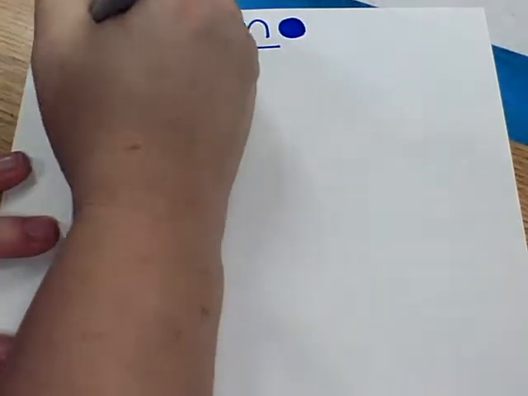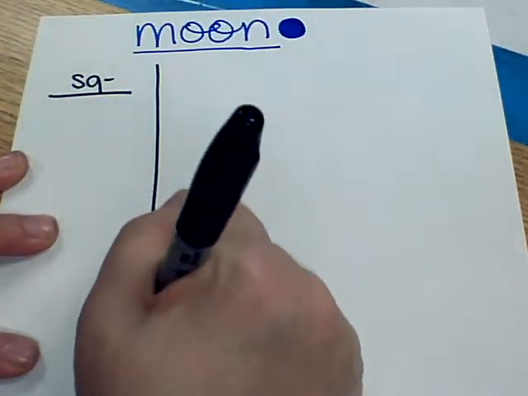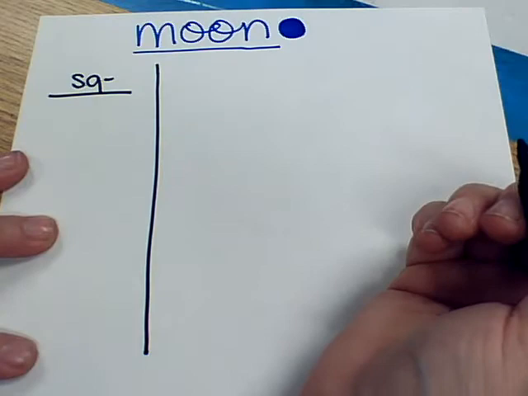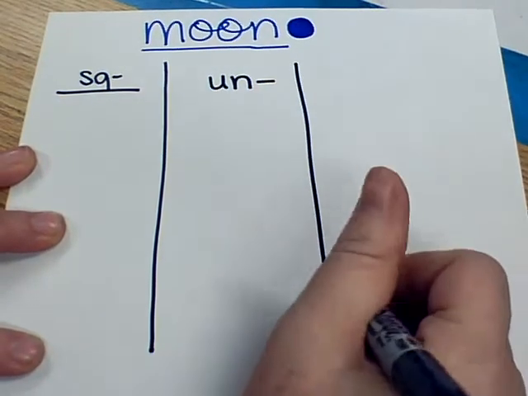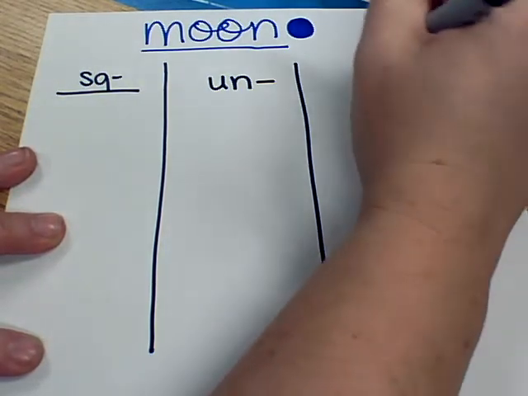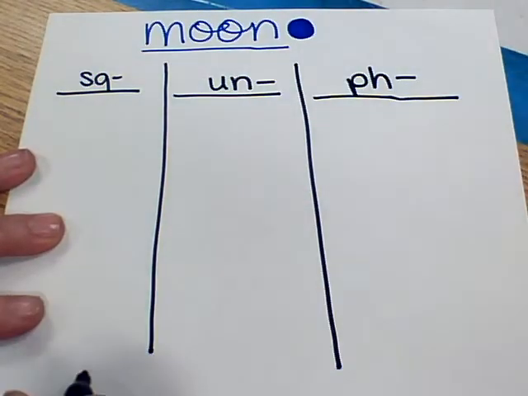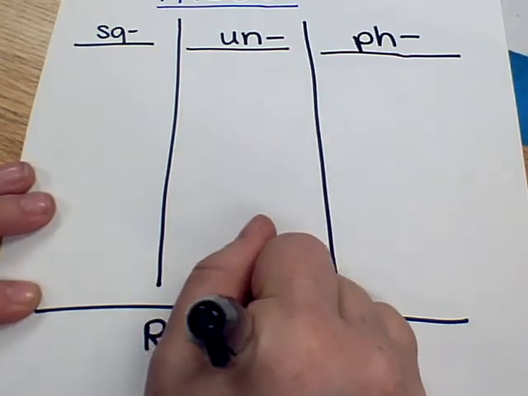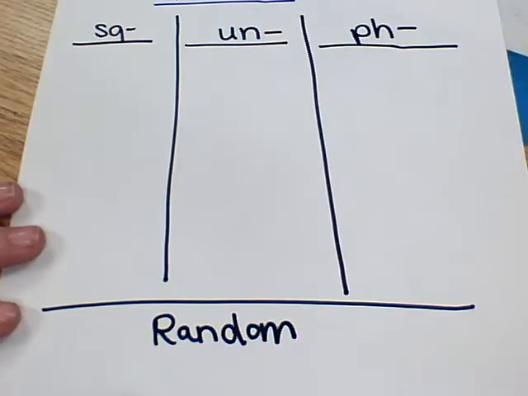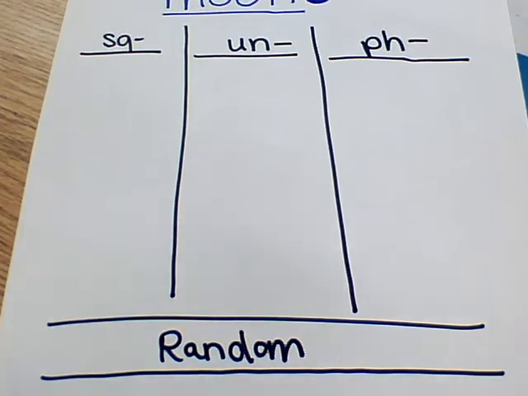So this week with our patterns, we have an SQ pattern. We also have an UN pattern and a PH pattern. And then at the bottom, our random words, we have a few of those too. So we have 5 in each category, including random words. Okay, so let's get started.